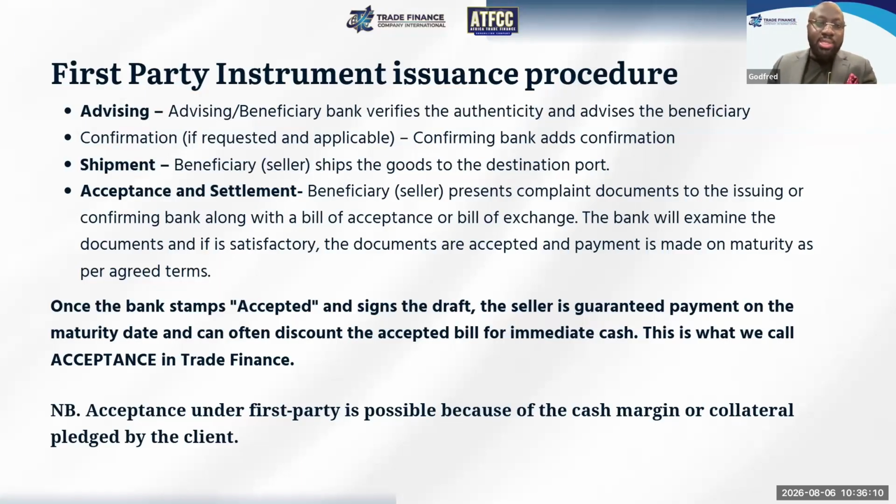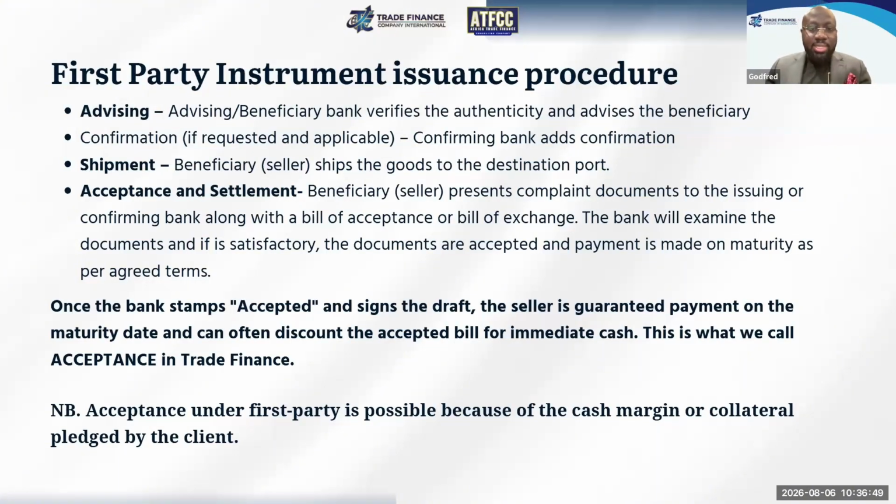The bank will examine the documents, and if it is satisfactory, the documents are accepted and payment is made on maturity or as per agreed terms. Okay, so when the bill of acceptance or bill of exchange is signed, the bank puts their signature and stamp on as accepted. It means that the seller is guaranteed payment on maturity date, and often they can discount the future proceeds, and then they can actually get some liquidity from that as well. So this is what we call acceptance in trade finance.